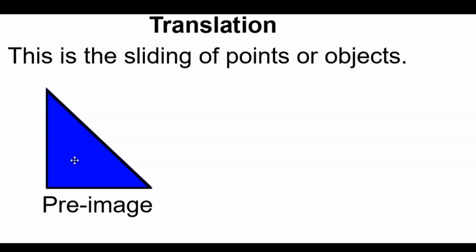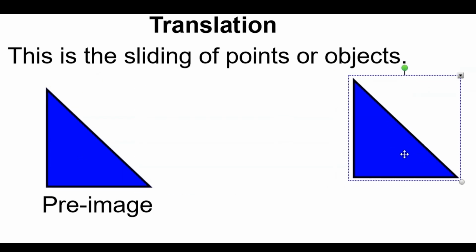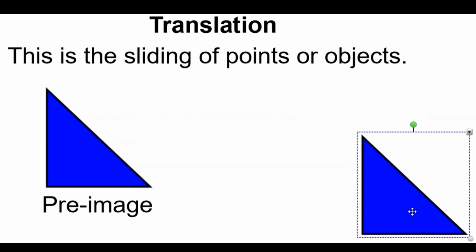Now, if you look at this triangle, before carrying out any transformation of this object, we refer to this object as the pre-image. Now, if I should slide this triangle to my right, then down a few steps, then I've performed translation on this object. And you can see that the size and the orientation of this shape has not changed at all.